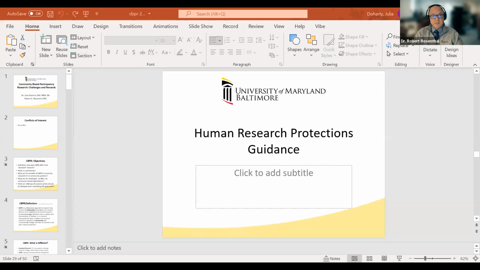In order to do a partnership, there has to be trust between both parties. There has to be training and understanding of both parties. There has to be training of the community members, but also training of the IRB. And the IRB needs to be a little flexible. It needs to adapt their processes in order to better accommodate community-based participatory research. And with that, I will end.